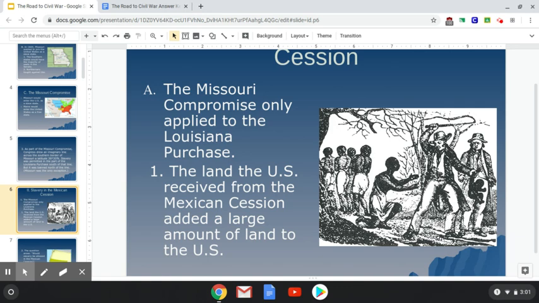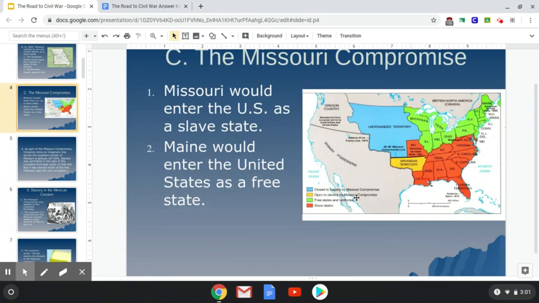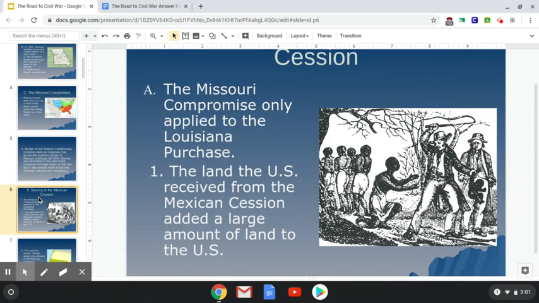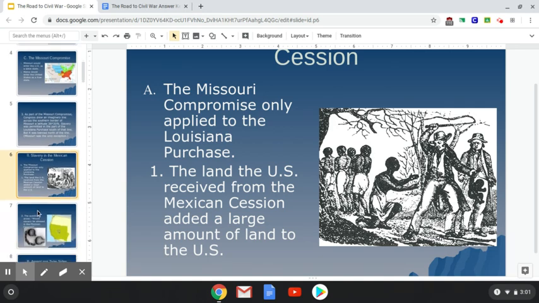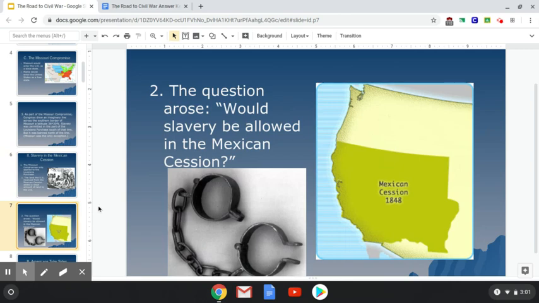The Missouri Compromise only applied to the Louisiana Purchase, all that land that was purchased in the Louisiana Purchase. The land the U.S. received from the Mexican Cession added a large amount of land to the U.S. So again, we are still gaining lots of land and territory that needs to be defined as a slave state or a free state, and how Congress and the Senate determine the representation each of the states has in the Senate.